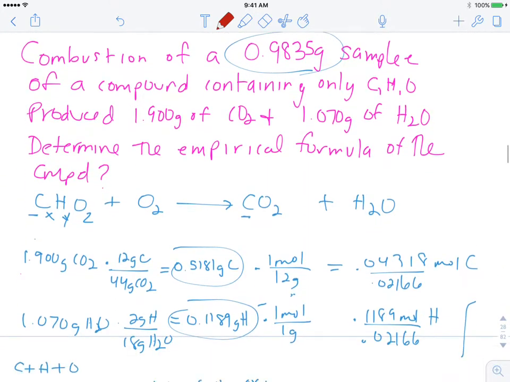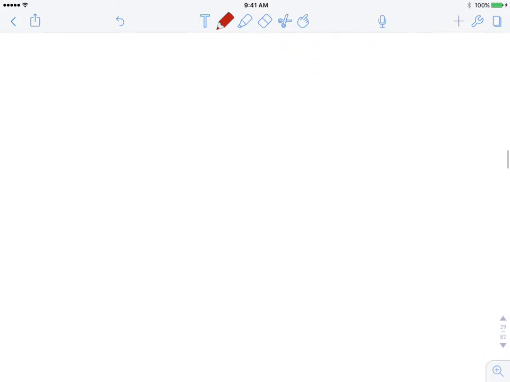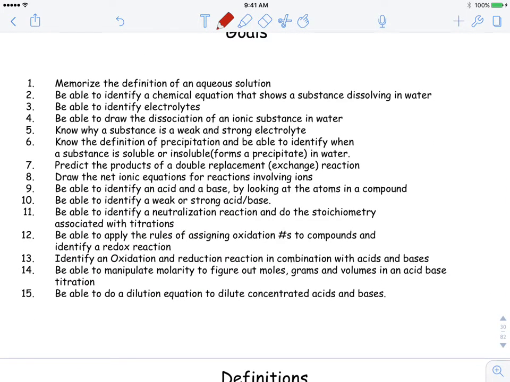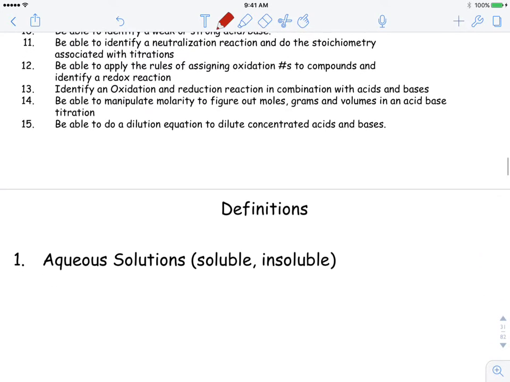Alright, so let's get to chapter 4 here. So these are the goals for chapter 4. If you want, you can pause the video or you can take your time to read through the notes and through the list and see what I expect you to be able to do for chapter 4. This is all required by the AP. Some of it's required by the IB, but this is definitely IB overkill here.